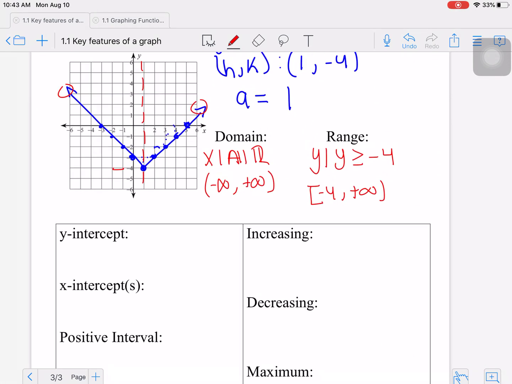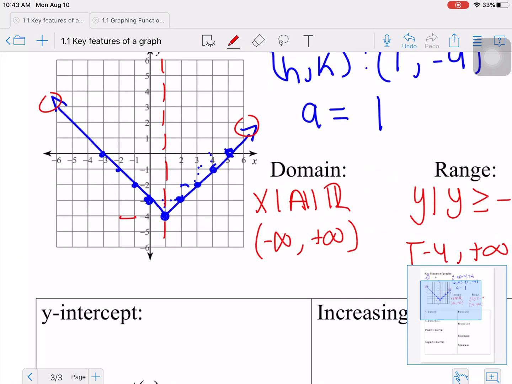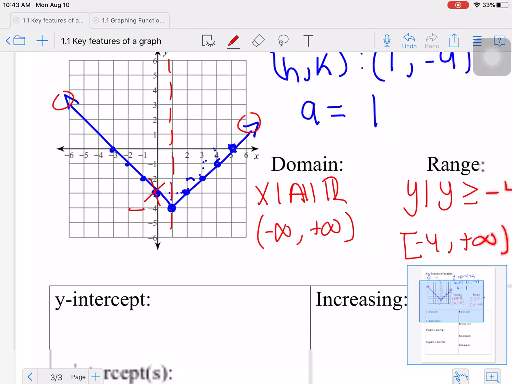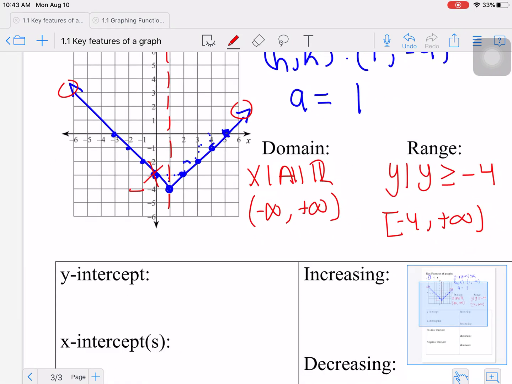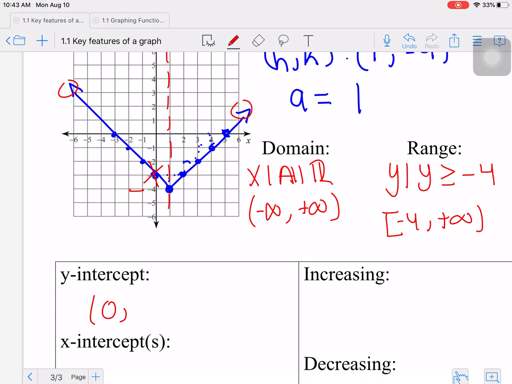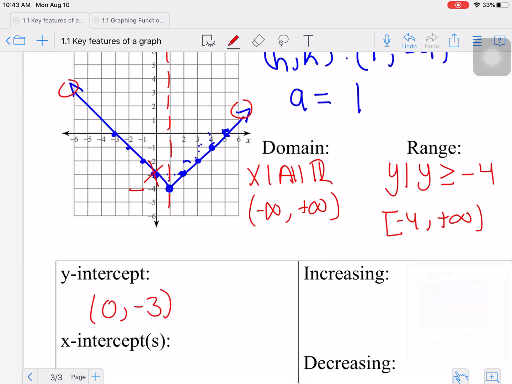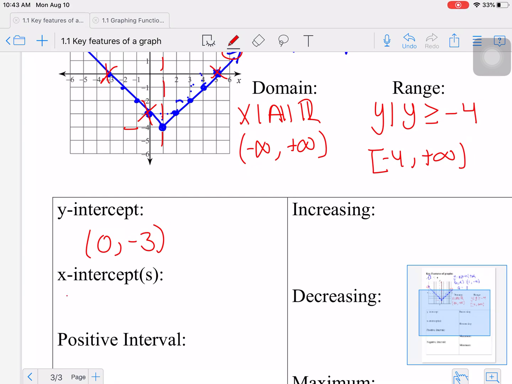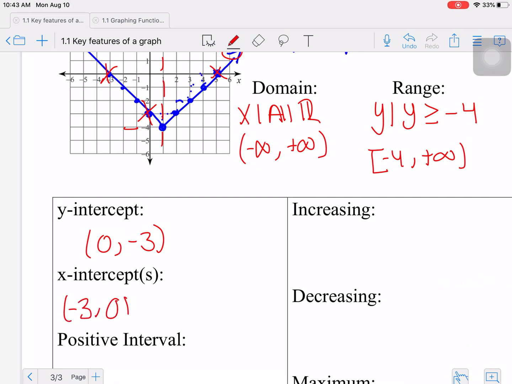So my y-intercept, basically your y-intercept is just where your function crosses the y-axis, which is right there. So my y-intercept is 0, negative 3. I can see that I have two x-intercepts, one at negative 3 and one at 5. So that's going to be negative 3 comma 0 and 5 comma 0.